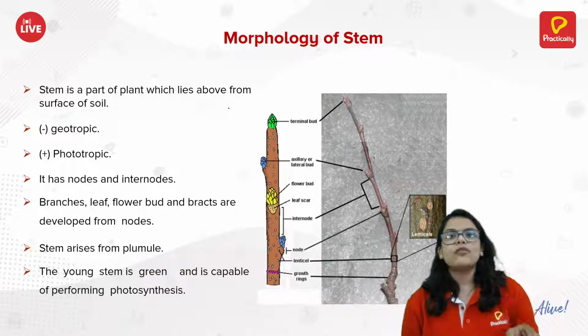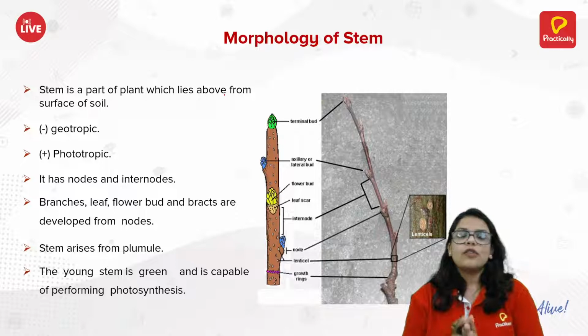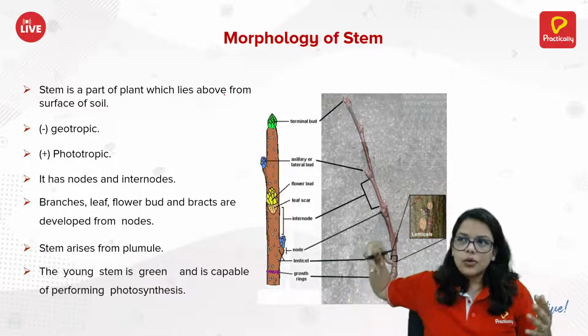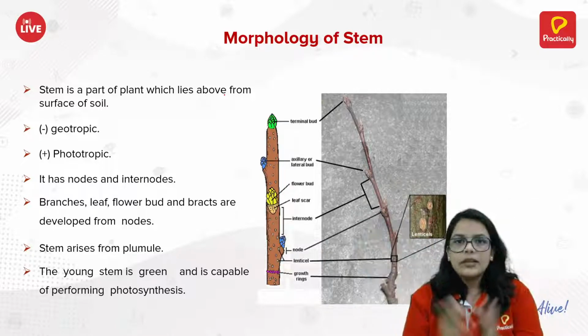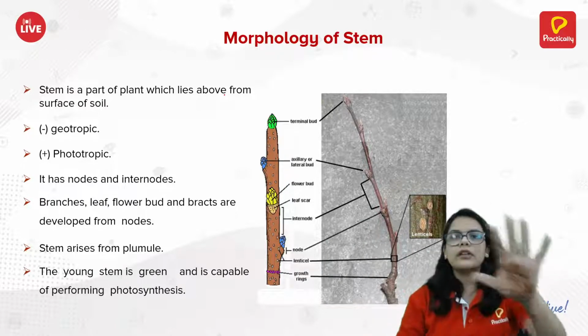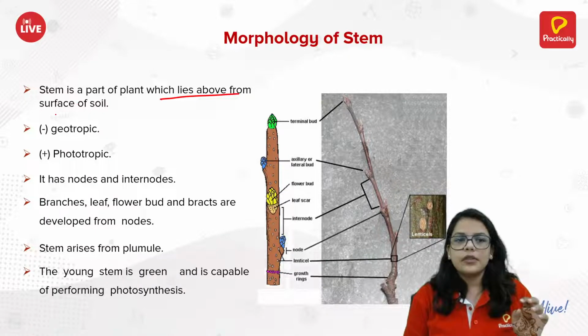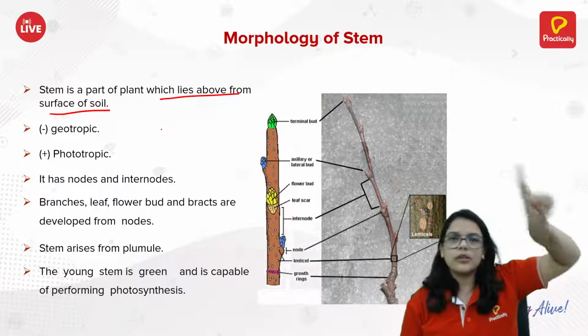Okay, so morphology of the stem. After the root comes the stem. The root takes up the water and the minerals and then pushes it up to the stem. The stem is something which makes sure that everything is there in all parts of the plant. It lies above the surface of the soil, and it makes sure that all the food and water are present in most of the parts of the plant.